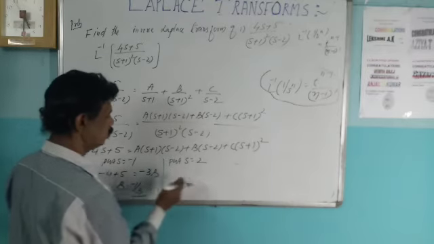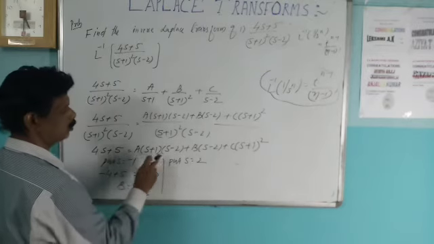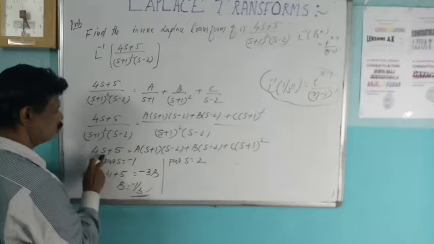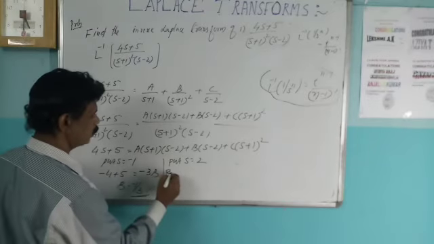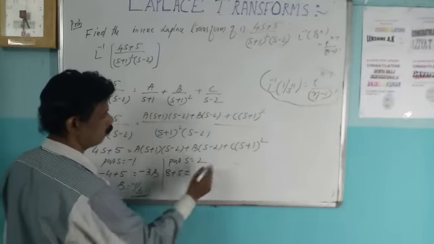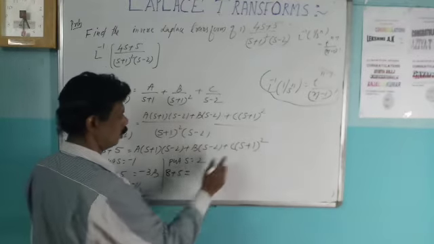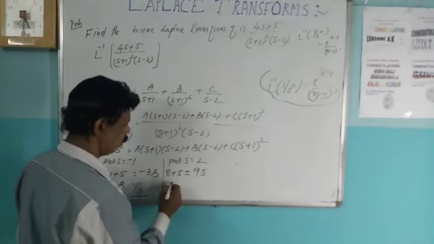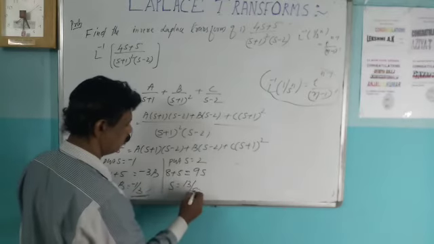And again after that put s equal to 2. Then A and B terms become 0. 2 into 4, 8, 8 plus 5 equal to 13, equal to C into (2 plus 1) whole square, 3 square, 9. Therefore C equal to 13 by 9.